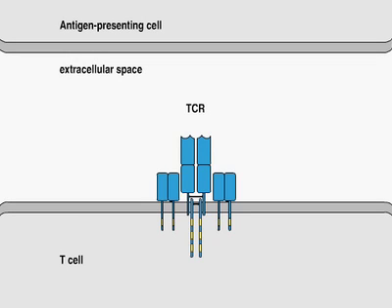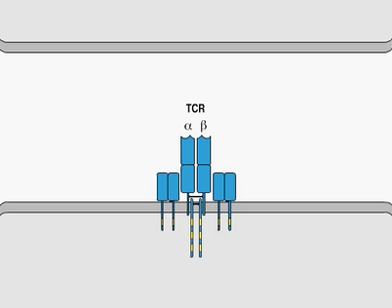The T-cell receptor is a complex of antigen-specific alpha and beta chains associated in the membrane with the CD3 gamma, delta, epsilon, and zeta chains. Each of the CD3 chains has at least one copy of a signaling motif, the immunoreceptor tyrosine-based activation motif, or ITAM, in its cytoplasmic domain.